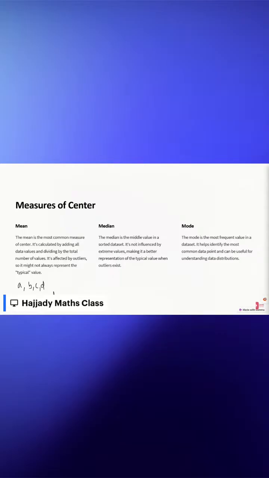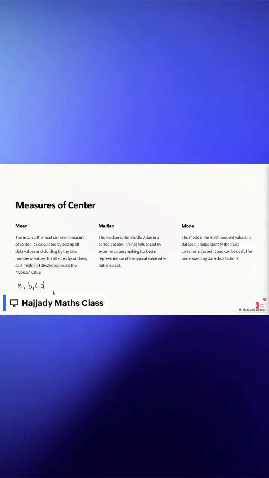Secondly, we have the median. The median is the middle value in a sorted data set. So the first thing you have to do before you use the median is to sort your data set. It can be in decreasing order or in increasing order.